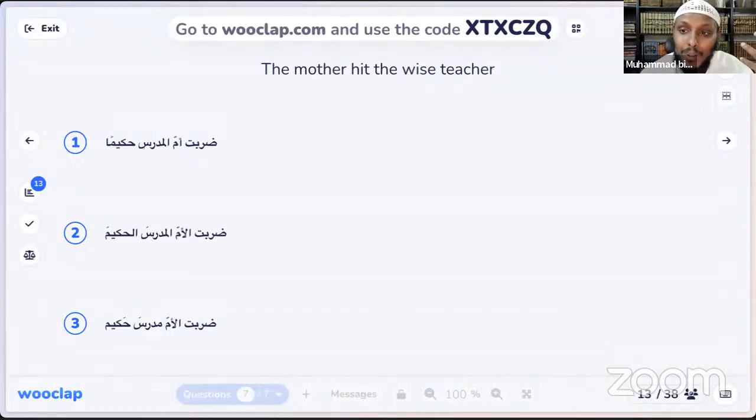How did that come about? Because of the i'rab. It did not just change the function of the word within the sentence, actually the whole meaning of the word changed. واضح? Because Salih could mean a righteous man, but it could also be someone's name. How would you know? You know through the context. واضح? So this one here, we said the mother hit the wise teacher. What would be the correct answer?